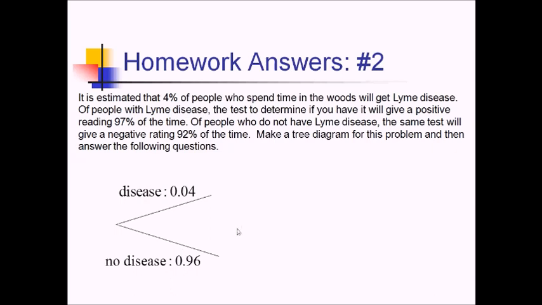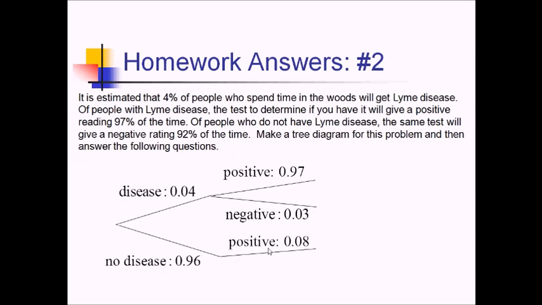Okay, so the next branch here is whether or not the test gives you a positive or a negative reading. So if you have the disease, it says the test will give you a positive reading 97% of the time. So given that you have the disease, we would say we get a positive reading 0.97 of the time. That means that the same test will give you a negative reading if you have Lyme disease 0.03 of the time. And now if you don't have the disease, they said you get a negative reading 92% of the time. So that means you would get a positive reading for no disease 8% of the time. And then negative again, that's going to be 0.92.